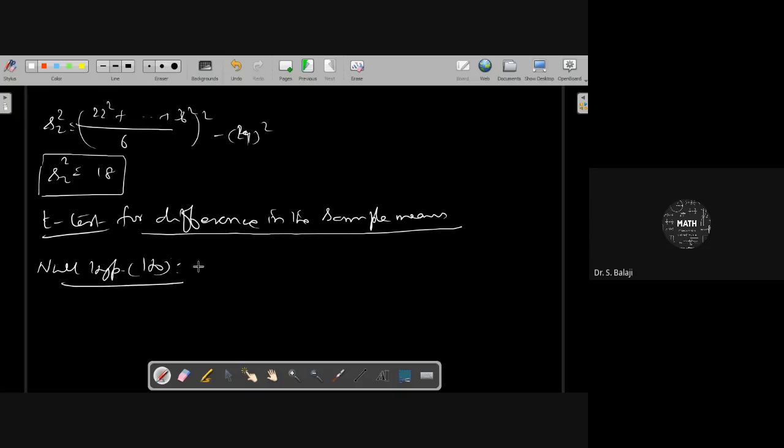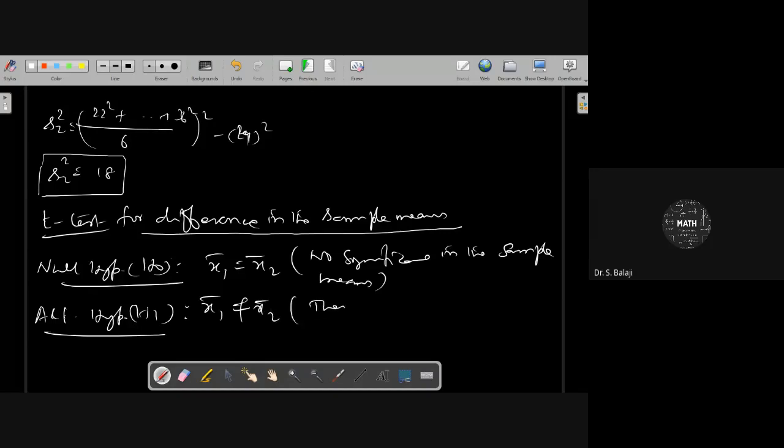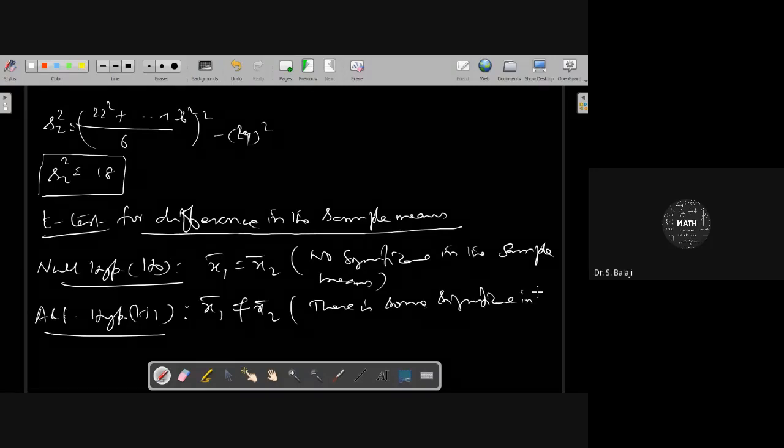H naught says that there is no significance in the sample mean values. The problem is only about significant or not, so there is no implicit meaning we require. Alternative hypothesis H1: x1 bar not equal to x2 bar. There is some significance in the sample mean values.